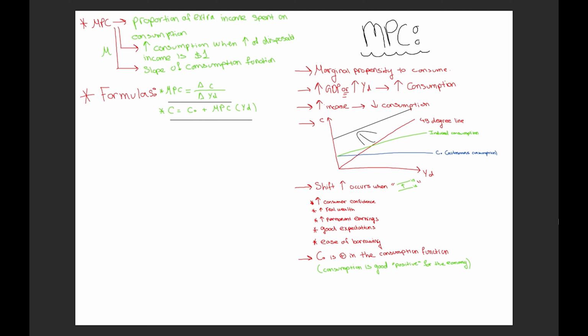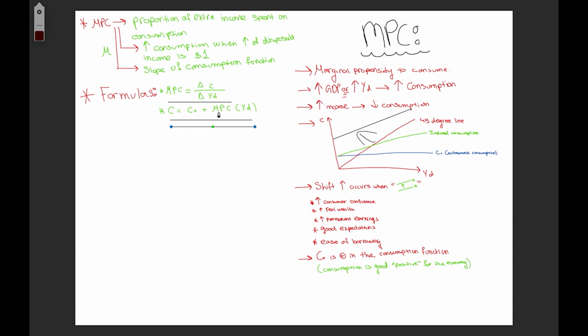Now you may ask me, what is the consumption function? The consumption function is this function right over here. It is C is equal to C0, which is autonomous consumption, plus MPC times disposable income. Now C0 is when income is equal to 0. You can look over here. Disposable income is equal to 0, and the C0, which is autonomous consumption, is a constant horizontal line.